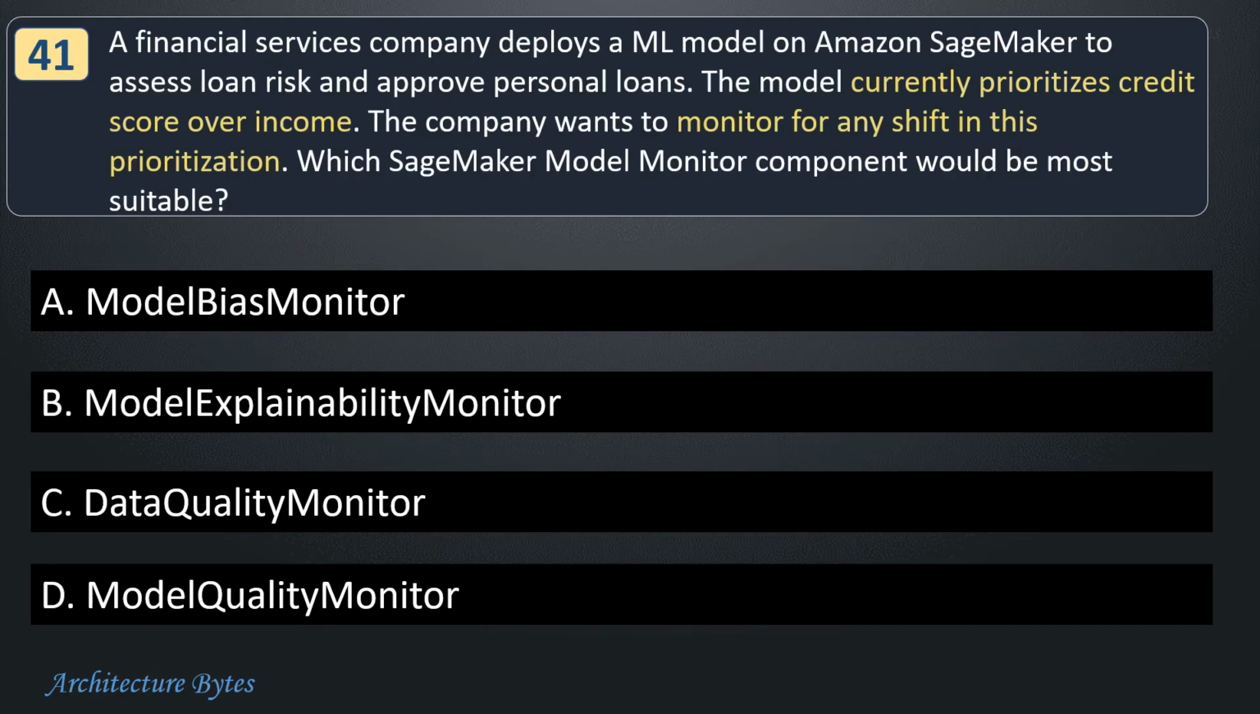A financial services company deploys a machine learning model on Amazon SageMaker to assess loan risk and approve personal loans. The model currently prioritizes credit score over income. The company wants to monitor for any shift in this prioritization. Which SageMaker model monitor component would be most suitable? Option A, model bias monitor, B, model explainability monitor, C, data quality monitor, or D, model quality monitor.